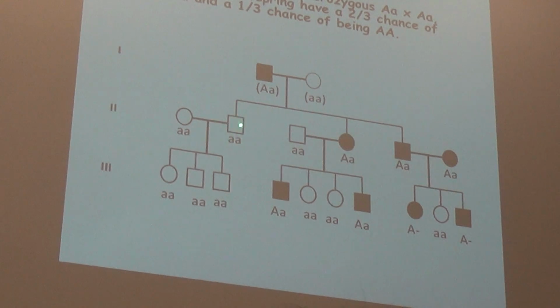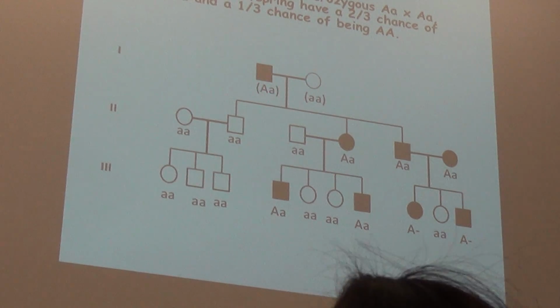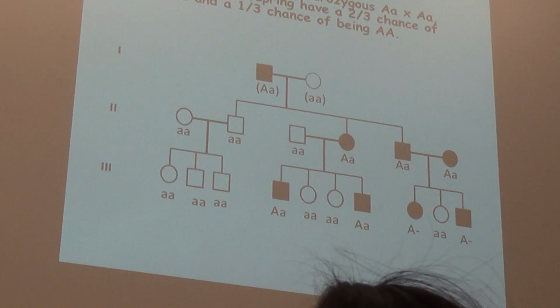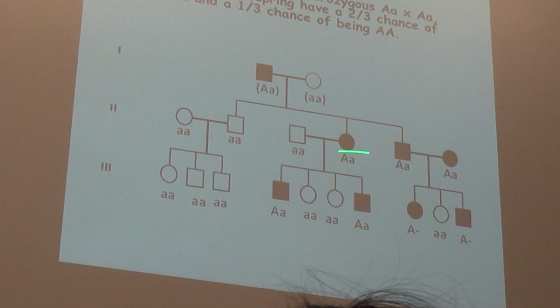And every unaffected child or individual will be little a, little a. Right? So you can fill in all the unaffected ones first, very quickly. And for the affected ones, you can fill in the big A, and then you leave a gap, a dash, unless you're absolutely sure about it. And the way you're absolutely sure about it is, for example, look over here.